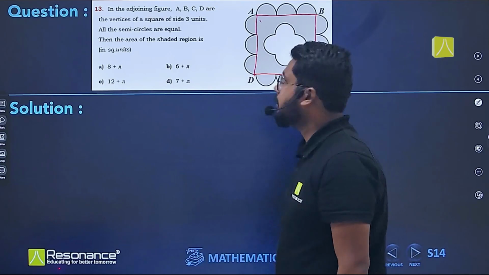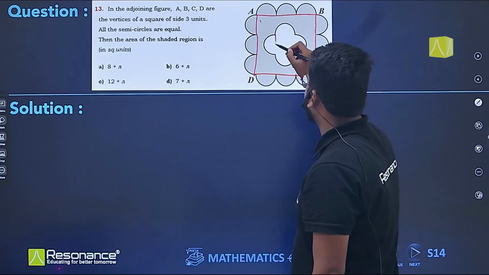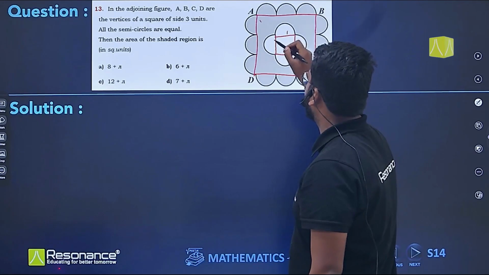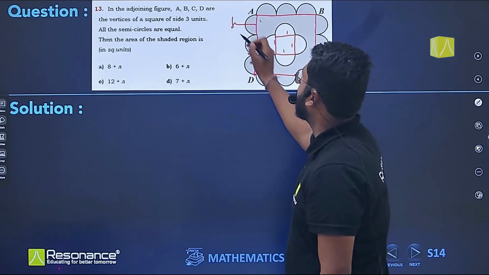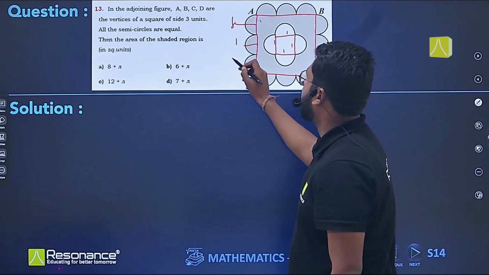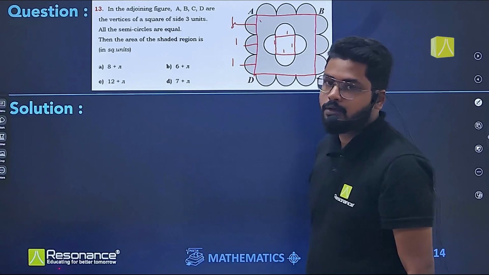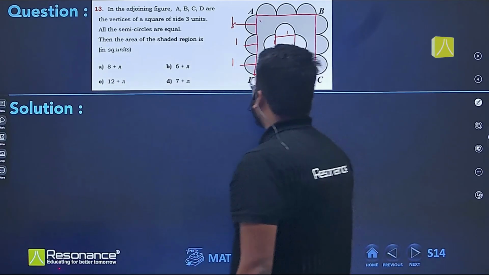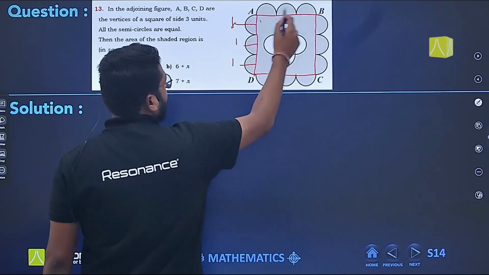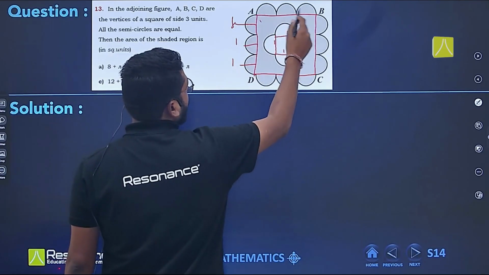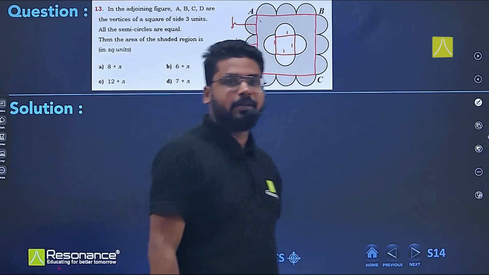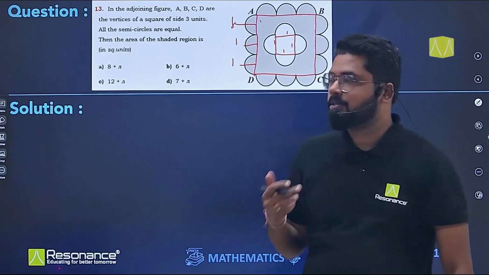In between we can see that there is one more square with side 1, because 3 is divided symmetrically, 1, 1 and 1. We have to find the area of the shaded region only. First, overall we can see here 1, 2, 3, 4, 5, 6, 7, 8, 9, 12 semicircles are there outside the square.